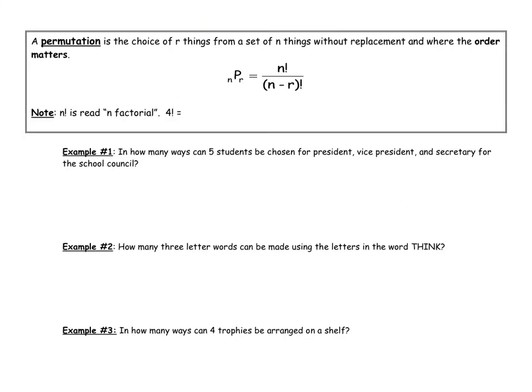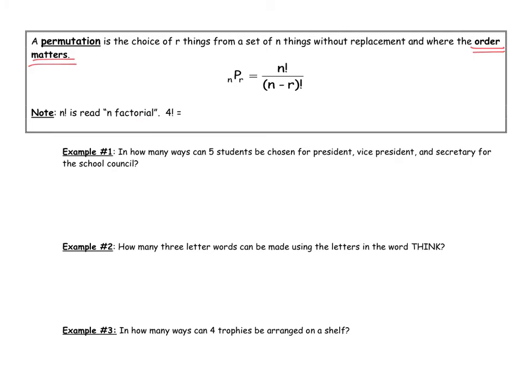So the next page, we're going to go into what we call a permutation. A permutation is the choice of choosing R things from a set of N things without replacement and where order matters. So let's underline this, star this, circle it, do whatever you got to do, but you have to know that permutation is where order matters. So a little note before we do examples. Has anyone ever seen this exclamation point before? This N exclamation point is read N factorial.